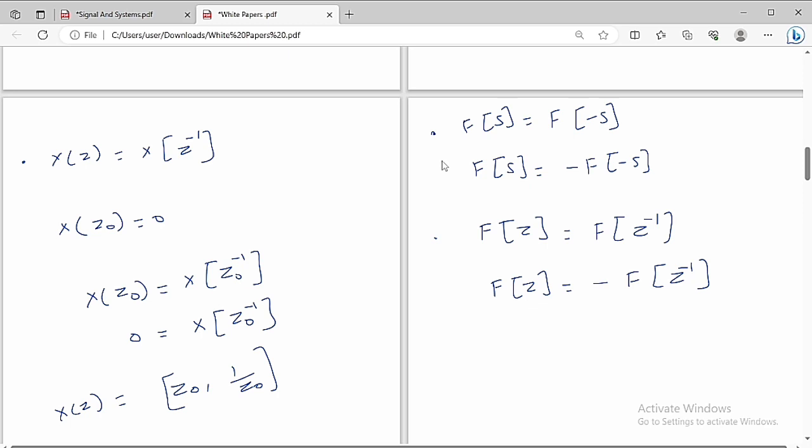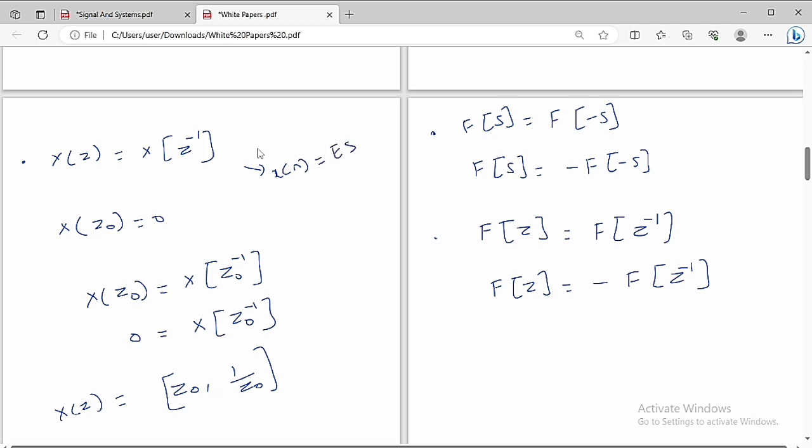So from this, whatever the given signal is, it is basically an even signal. From this concept, I can say the signal they have given is basically an even signal. So you can say clearly, if x(z) is equal to x(z^-1), it means the given signal x(n) is an even signal. So we conclude that the given signal x(n) is an even signal.